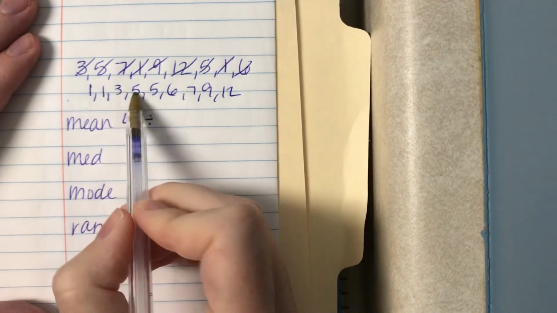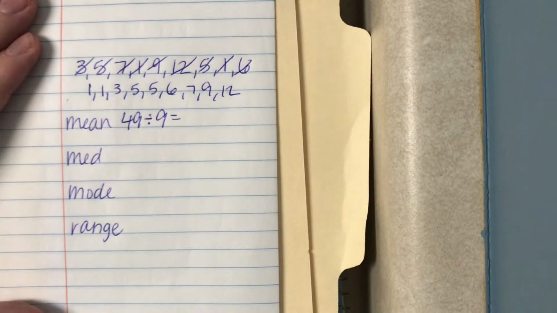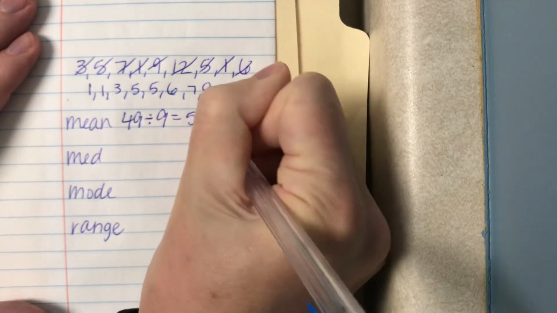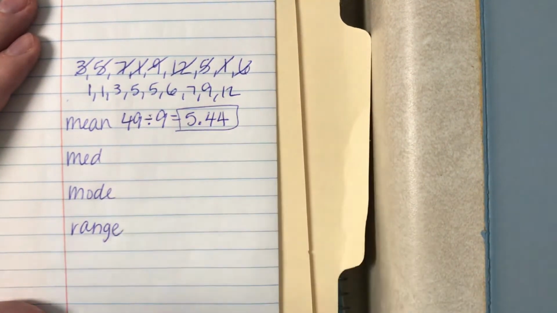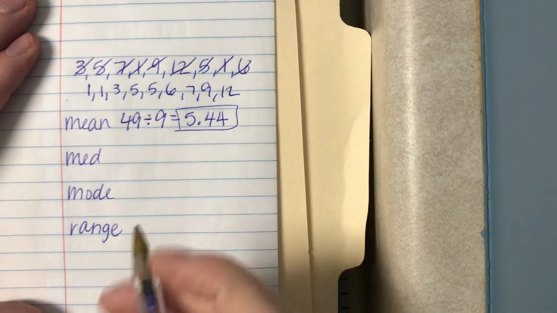So I have 1, 2, 3, 4, 5, 6, 7, 8, 9. So 49 divided by 9, I'm going back to my calculator. I got 5.4 repeating. So I'm just going to round it to two decimal places, so 5.44. If you wrote 5.4, that would be fine. So one or two decimal places would be great. Just make sure you're rounding if it needs it.